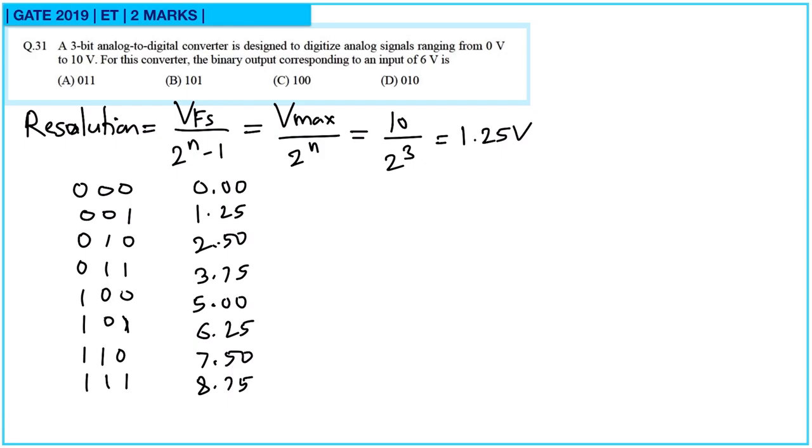That means here, this part we want. So the correct option will be 100, this part. So option C is correct, 100. Since if the voltage is greater than 6.25, then it will become 101. If it is less than 6.25, then it is going to be 100 only. So option C is correct.